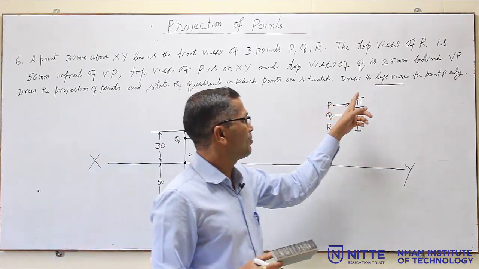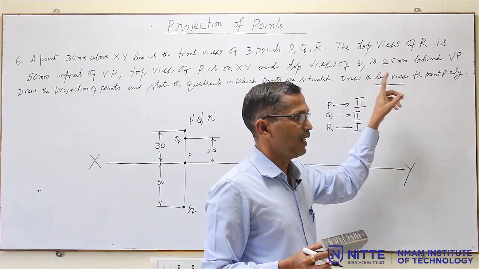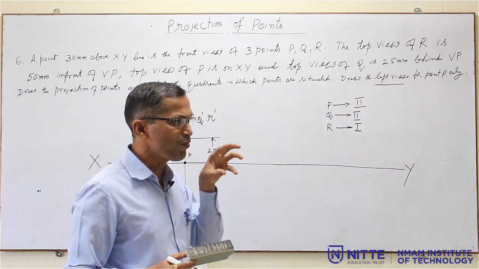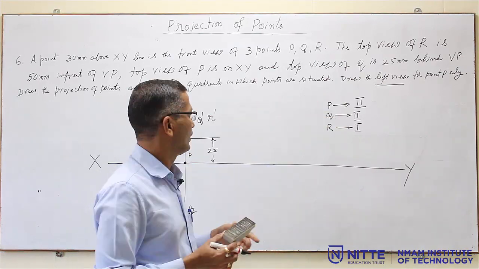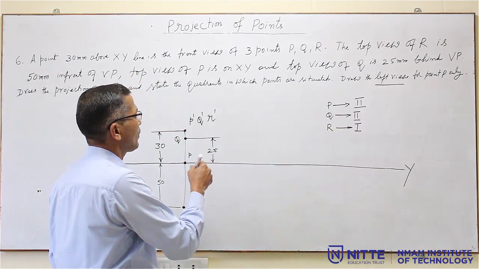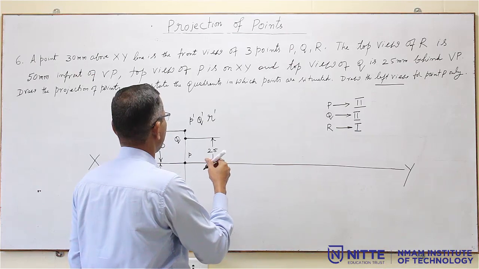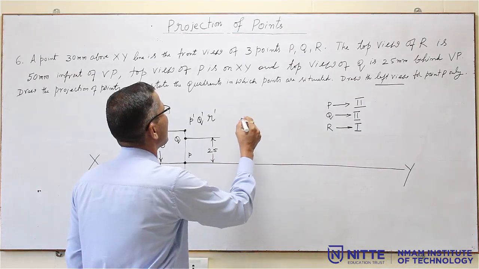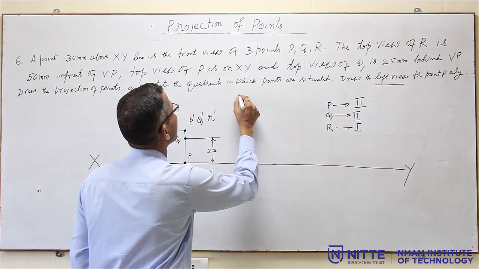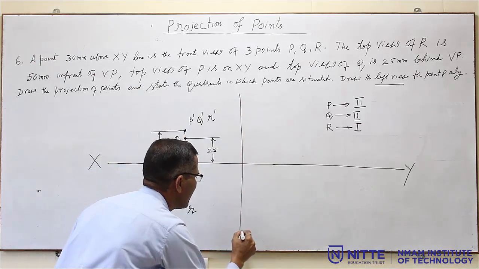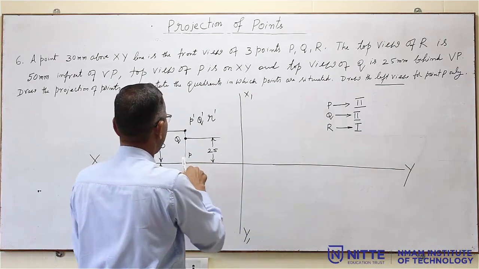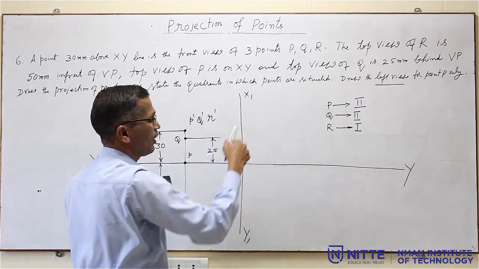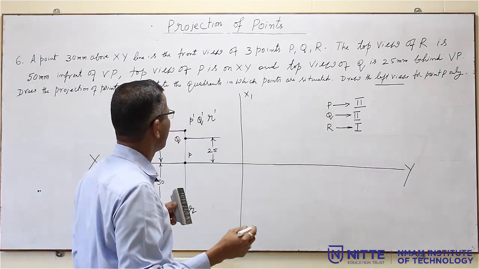But here in this problem they have told left view. Left view means we are viewing from the left, so your view will be on the right. So you have to draw the RPP. So draw an x1, y1 line at any convenient distance, because they have not mentioned anything about that distance.